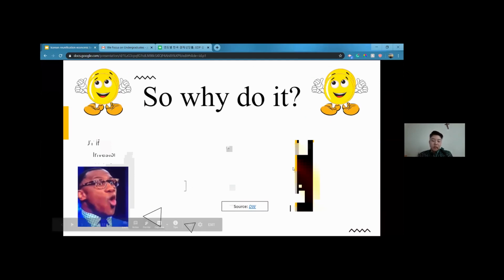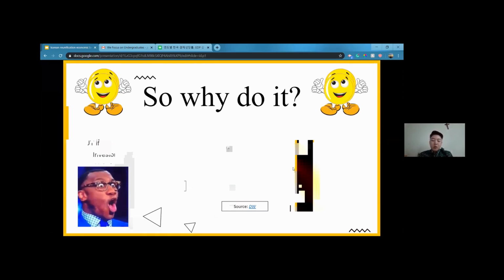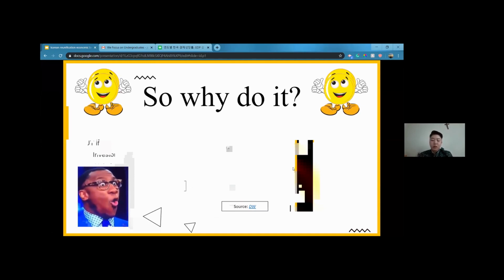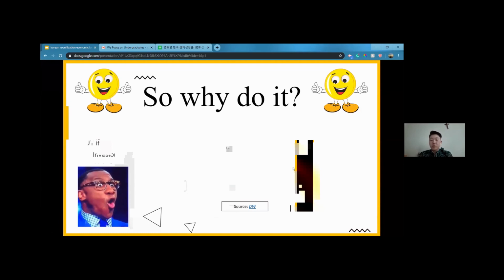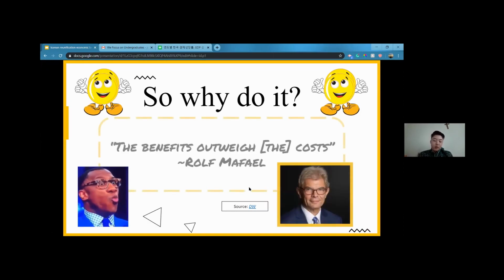Okay, so this is my opinion. Why should we reunify? I can go on with more benefits, but I'll just summarize it with this. The reason why reunification is necessary in terms of economy is that, according to DW magazine, in the words of a German ambassador to South Korea, Rolf Maffeo, the benefits outweigh the costs.